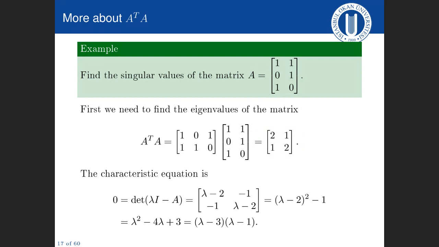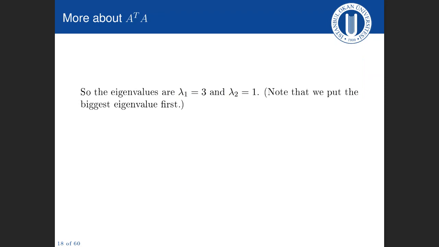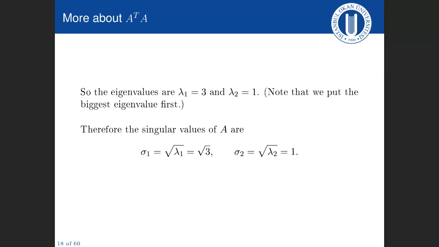The characteristic equation, I've made a mistake here, it should be A transpose A here. The characteristic equation, 0 is equal to the determinant of lambda I minus A transpose A. You could check, gives us lambda squared minus 4 lambda plus 3, or lambda minus 3 times lambda minus 1. So the eigenvalues are 3 and 1. Note that when we're talking about singular values, we always want to do the biggest one first. So lambda 1 is 3, lambda 2 is 1. And then to get the singular values, we take the square roots of these numbers. The singular values of A are square root of 3 and 1.